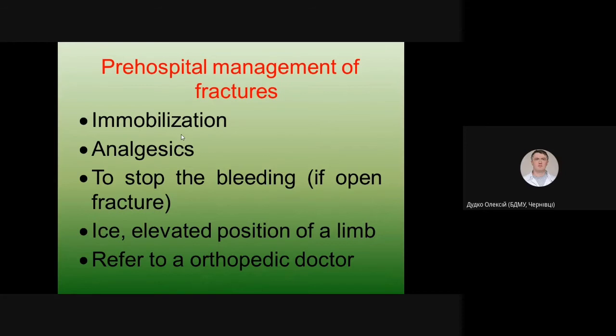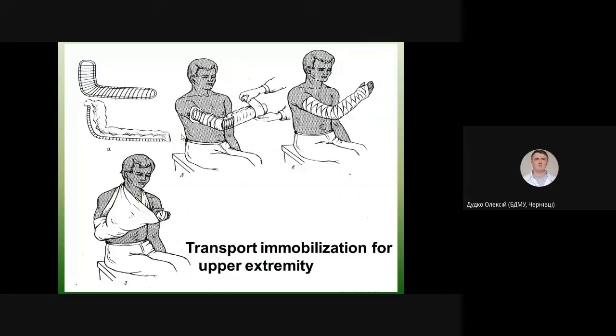If there's a wound, you should clean it and cover it with a sterile bandage. And also you should stop the bleeding. So you should know how to stop the bleeding for different types, for capillary bleeding, for arterial bleeding. You also should place the limb in an elevated position, apply some ice, and refer to the orthopedic surgeon or trauma center. That's our main scheme.